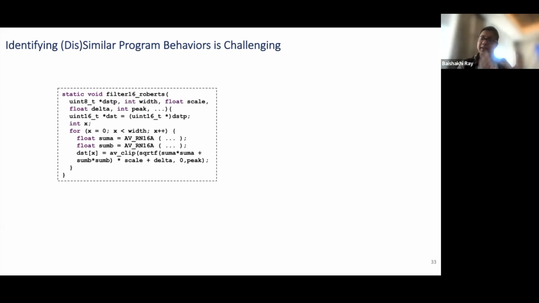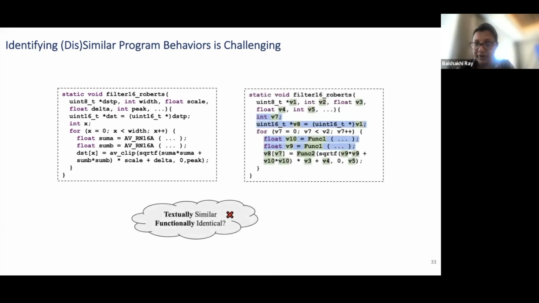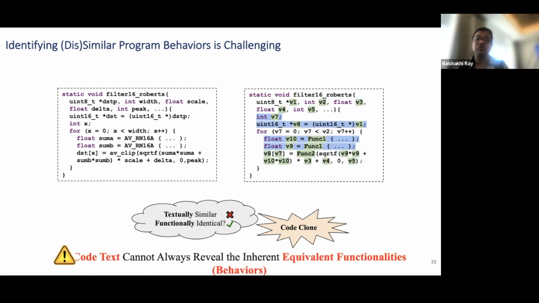Similarly, take the same original example and randomly change the variable names, keeping all the functionalities the same. Here these two pieces of code are not textually similar, but they are functionally identical. So if you want to do code clone detection, most likely the model will say they are not clones, which is incorrect. Again, this shows the code text cannot always reveal the inherent equivalent properties.